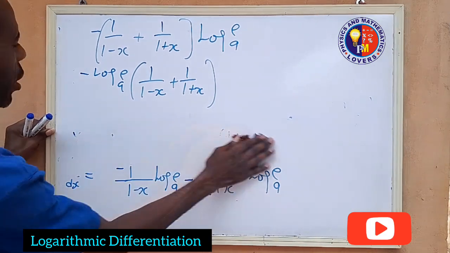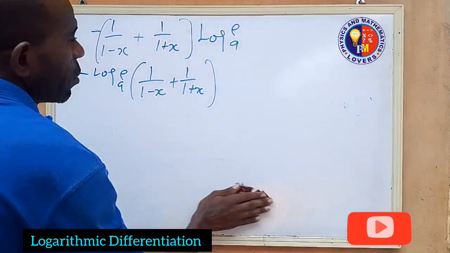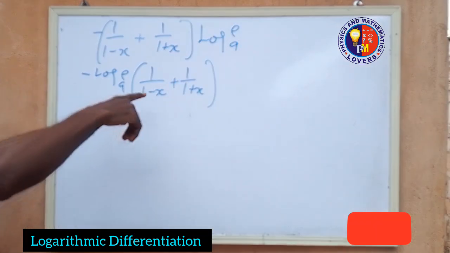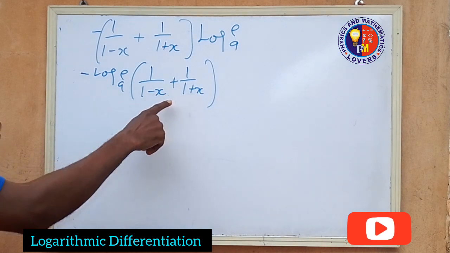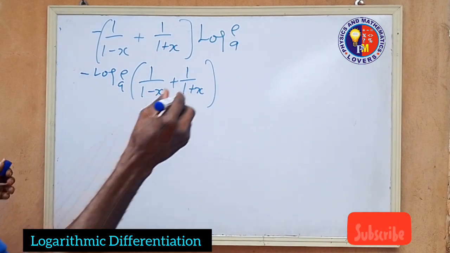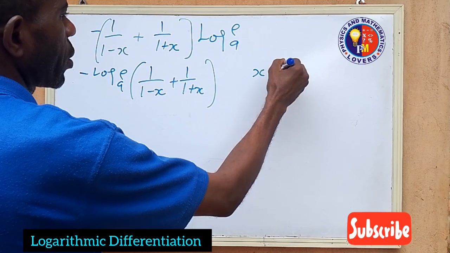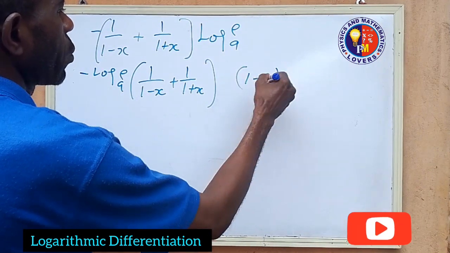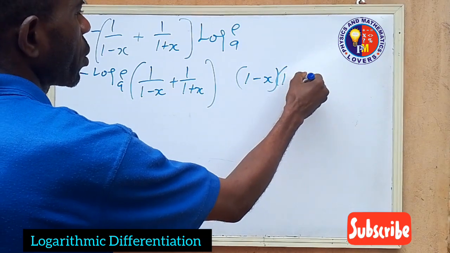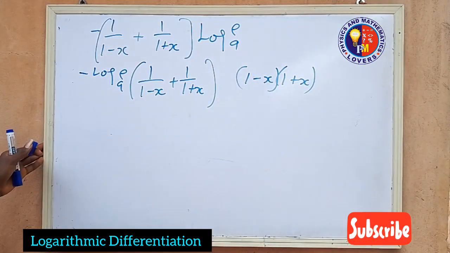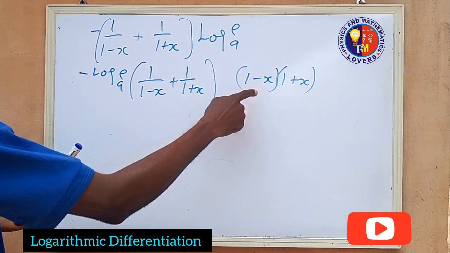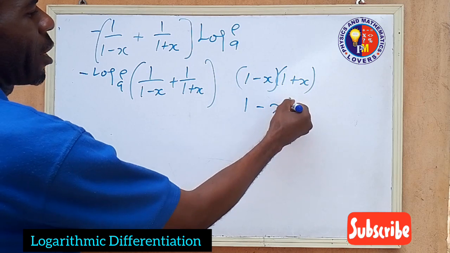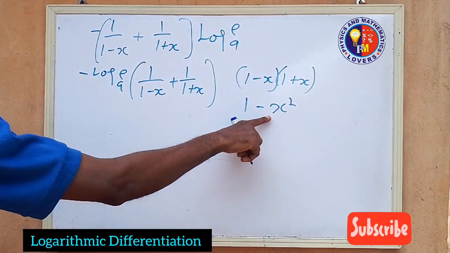Then the next thing you do now is to find the LCM. Let's solve what is inside the bracket. Now, what is the LCM? The LCM now is this one multiplying this, which is 1 minus x times 1 plus x. Remember, in algebra, when we have something like this, it means difference of two squares, which means 1 minus x squared. So this is the LCM.